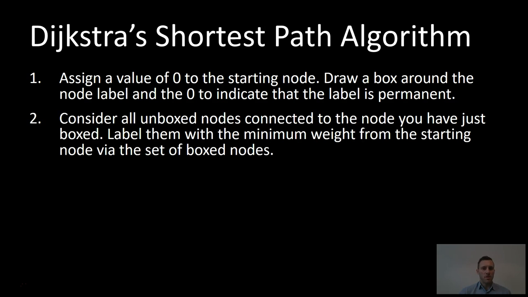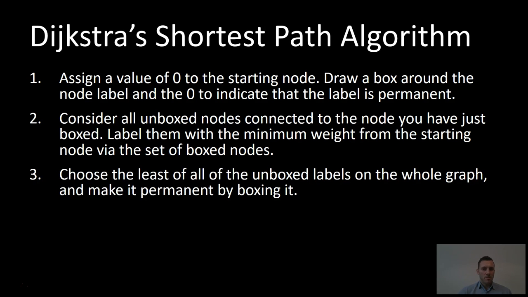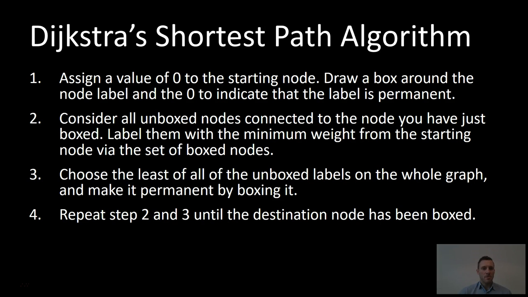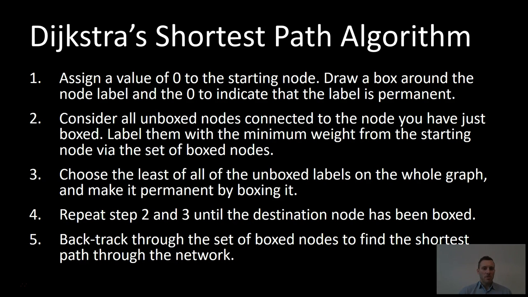Step 2. Consider all unboxed nodes connected to the node you've just boxed. Label them with the minimum weight from the starting node via the set of boxed nodes. Step 3. Choose the least of all unboxed labels on the whole graph and make it permanent by boxing it. Repeat steps 2 and 3 until the destination node has been boxed. Then you backtrack through the set of boxed nodes to find the shortest path through the network. Note, the majority of the nodes will end up with boxes around them, and all of the nodes will have the shortest path to that node labeled in them.